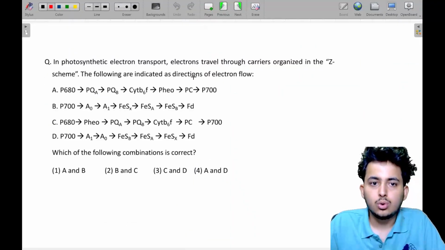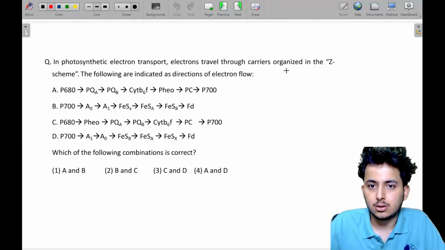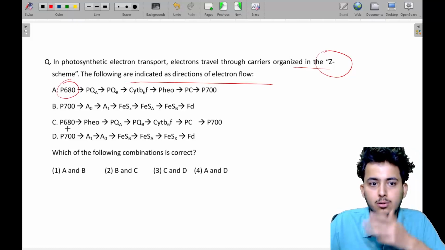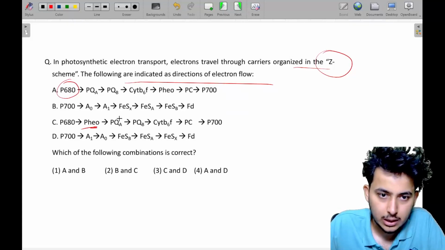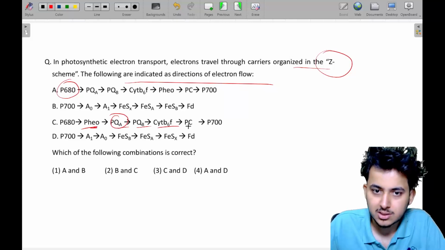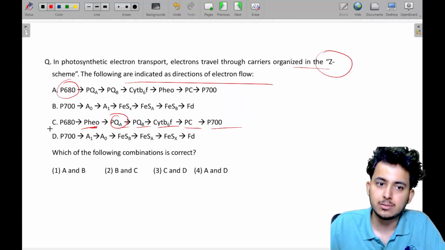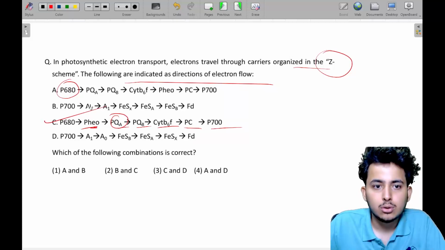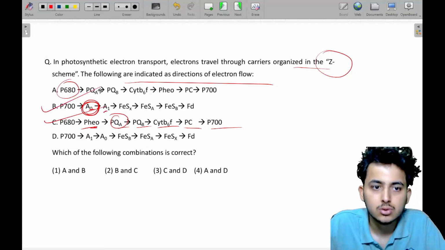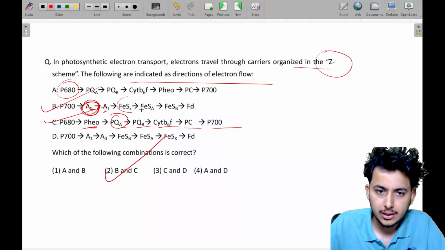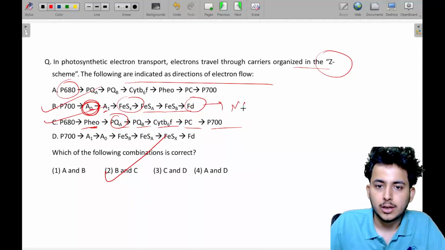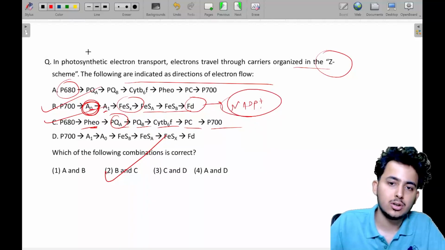Then there is electron flow. Electron transfer through carriers organized in the Z scheme, the following are indicated. From P680 you have pheophytin, the primary electron acceptor. Then you have plastoquinone A, B, cytochrome b6f, then plastocyanin and P700, correct. From P700 you have first A0. You can learn from the numbers also, 0 and 1. So A1, then FeSx, A and B, and ferredoxin. After that you have NADP+, the terminal electron acceptor, remember it.